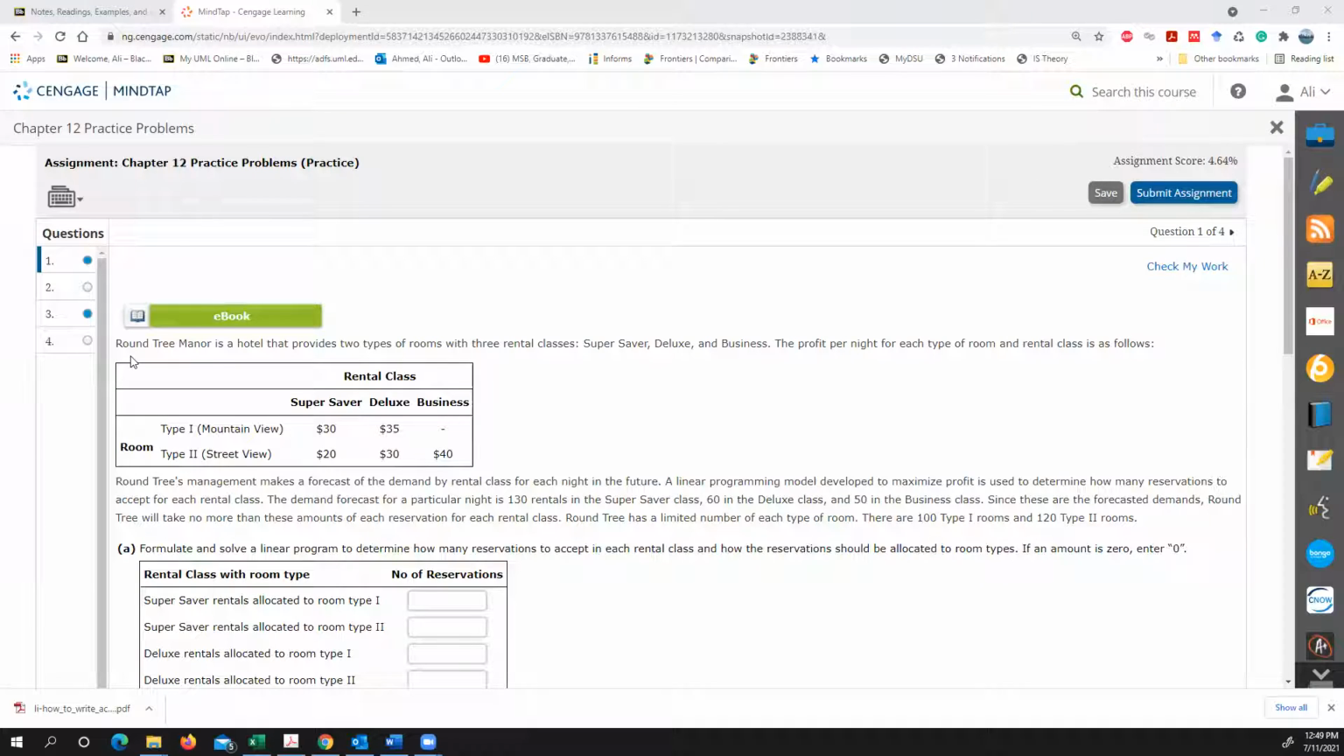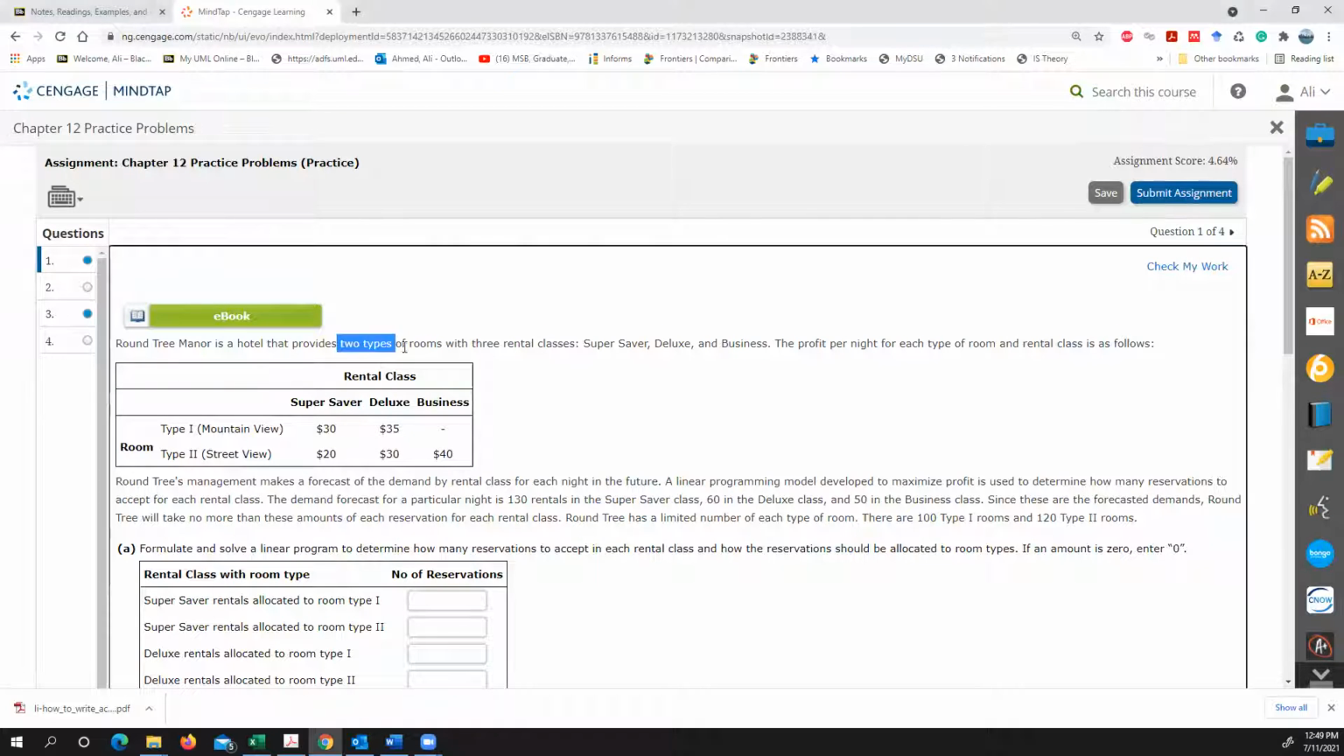There's a company called Roundtree Manor. It's a hotel which provides two types of rooms with three rental classes: Super Saver, Deluxe, and Business. And they have given us a profit per night for each type of room and each rental class.